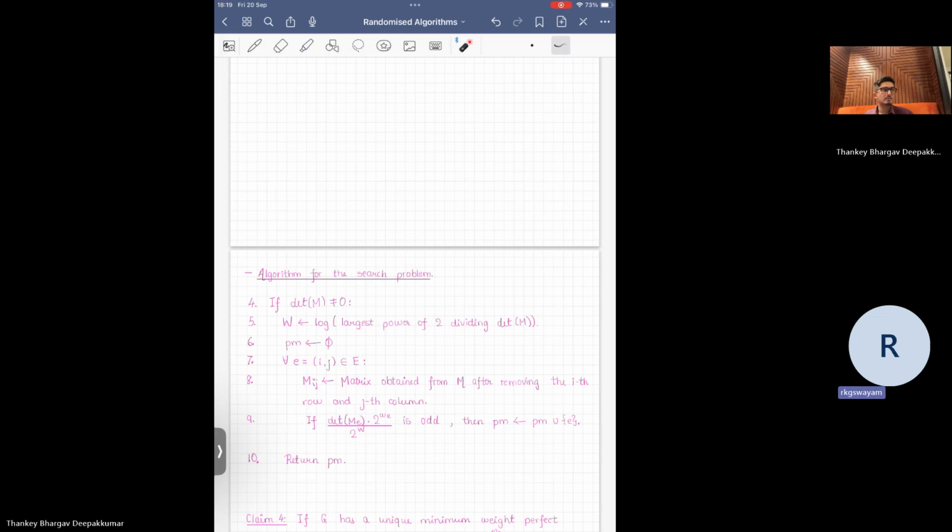Oh, I see. Then if you remove a column, it means all the edges adjacent to a vertex, right? All those edges will get removed. So all the vertices incident on the vertex, say j, whichever vertex in the first set, will get eliminated. But this is also true when I remove a row, right? Every vertex connected to i would be removed. Every connection would be removed.